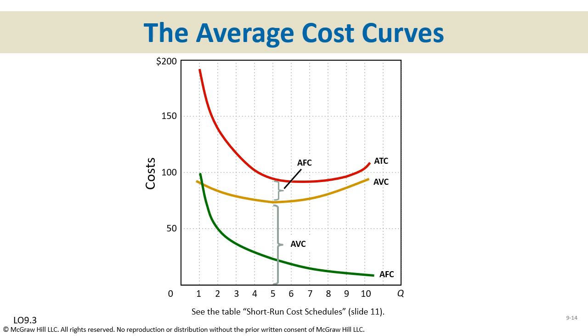And your average fixed cost is simply the difference between the average total cost and the average variable cost. And that's something to remember. The white space between the average total cost and the average variable cost, that's your average fixed cost.